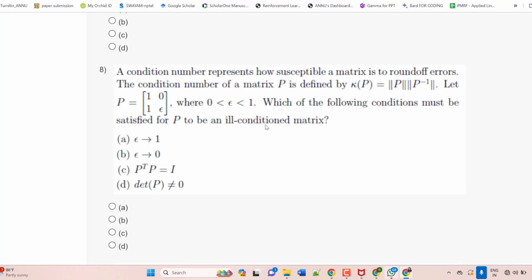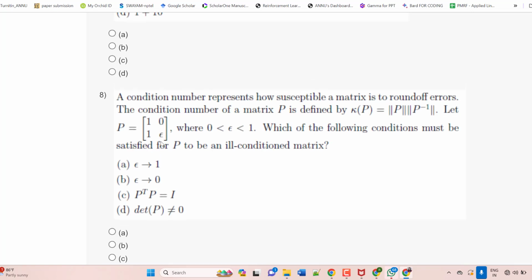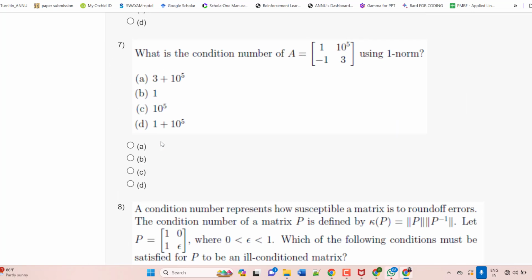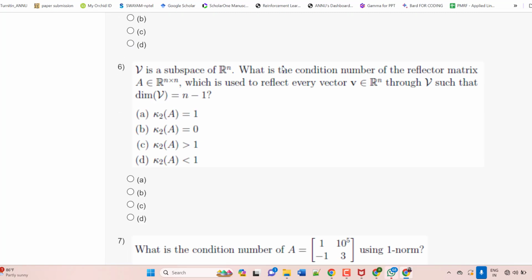So what was that? The determinant should be greater than or equal to 1 minus 0. I think 1. Because the determinant should be greater than or equal to at least 1. We had that condition. We will see that again. Here again, it is based on the condition number only, using the properties.